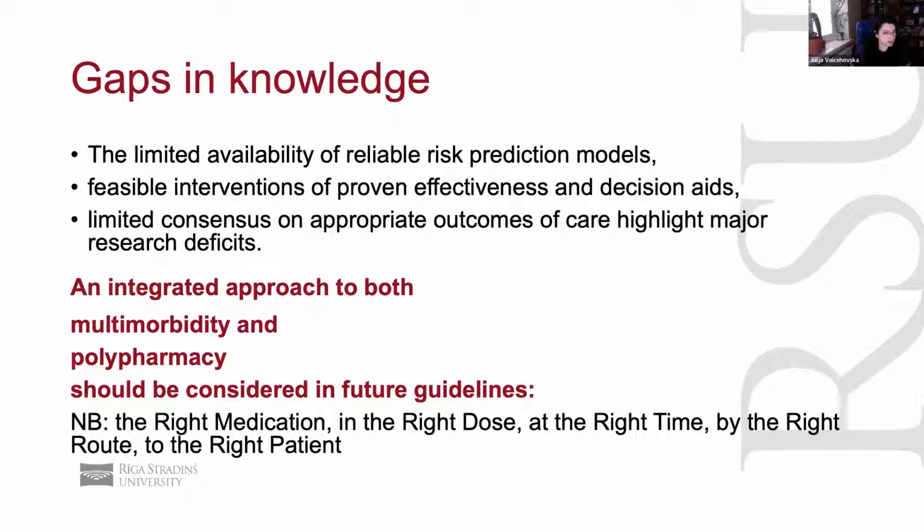So there is a need for an integrated approach to both multimorbidity and polypharmacy, which should be considered in future guidelines. And one of the messages is shared by one of the tools for appropriate use of medications. Every time you prescribe, think whether you can answer yes to these 5 questions: whether it is the right medication, right dose, right time, right route, and the right patient.